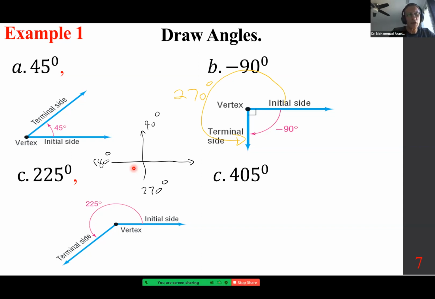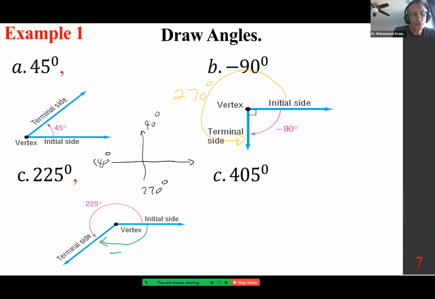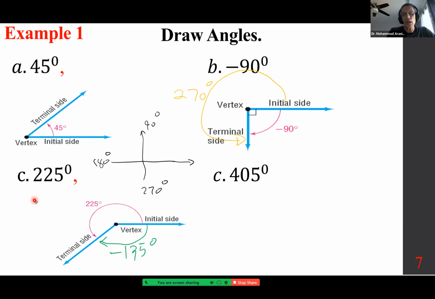And in the negative direction, you can subtract that from 360. You get 135. So just in case, this corresponds to negative 135 degrees.